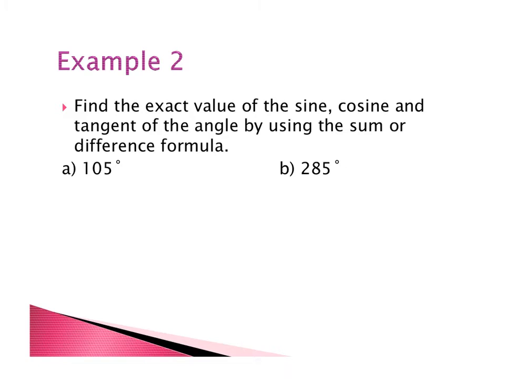All right, example 2 says find the exact value of the sine, cosine, and tangent of the angle by using the sum or difference formula. So now the difference is we don't have the breakdown of the two numbers. We have to figure out what that is. And notice it says sum or difference. So you can either find two numbers that when you add them together, you get 105, or you can find two numbers whose difference is 105. So there's more than one way to do this, but the answer should always be the same.